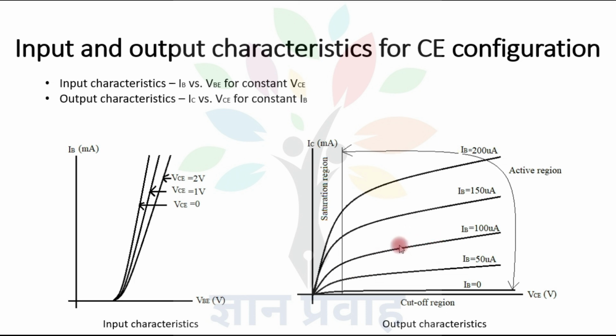Output characteristic is given here for CE configuration, IC and VCE for different values of input currents. There are three regions: cutoff, active and saturation. In cutoff region, both the junctions are operating in reverse bias. In saturation region, both the junctions are operating in forward bias. In active region, input junction is operating in forward bias while output junction is operating in reverse bias.